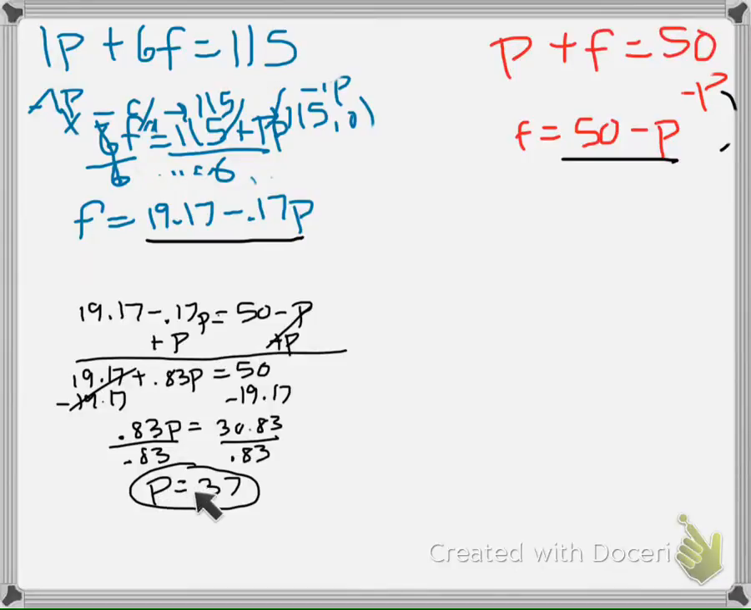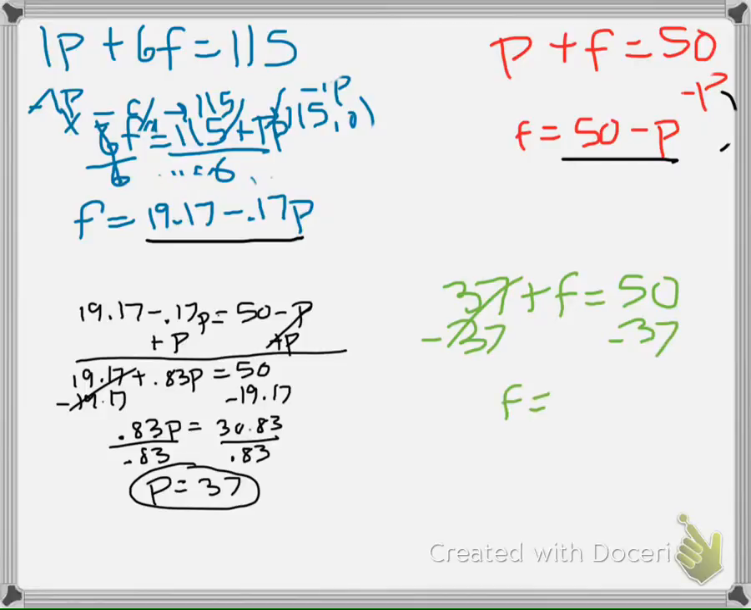Okay, so now that I know what P is, I need to substitute that back into one of my equations to solve for F. The easiest equation would obviously be this one. So I'm going to plug that in. So I have 37 plus F equals 50. To solve for F, I need to subtract 37 on both sides. I end up with F equals 13. So my solution to the system of equations is 37, 13, which means when they sell 37 pennants and 13 flags, they make $115 and they sell a total of 50 items.